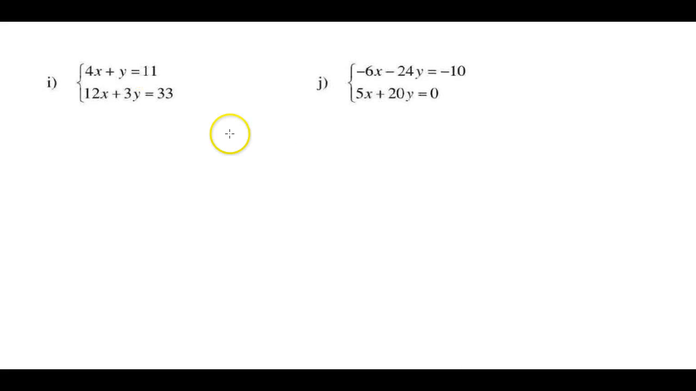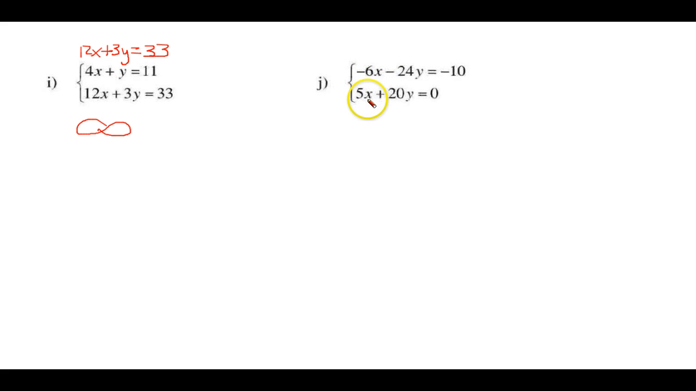And just let me give you a little bit of background on this. If I were to multiply this equation by 3, this would be 12x plus 3y equals 33. So this equation and this equation are exactly the same. This one is an equivalent equation. So here we have the same equation, would have been the same graph, so an infinite number of answers.